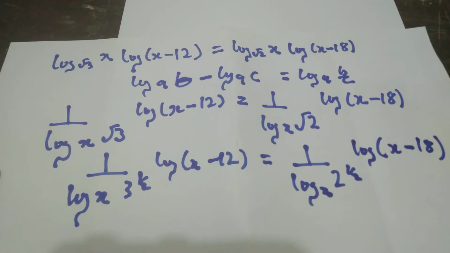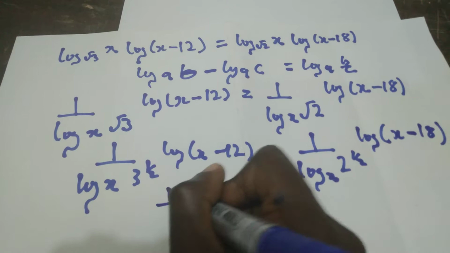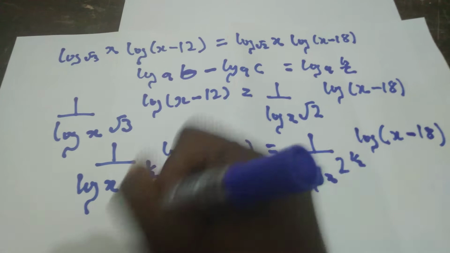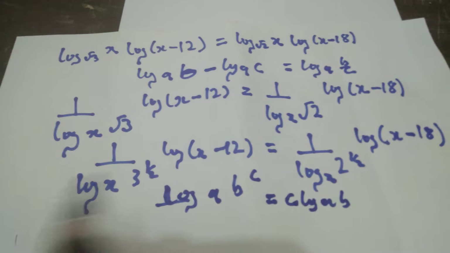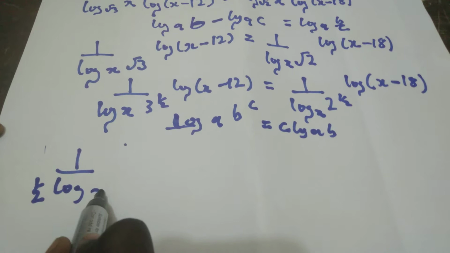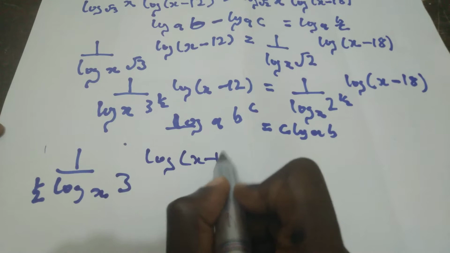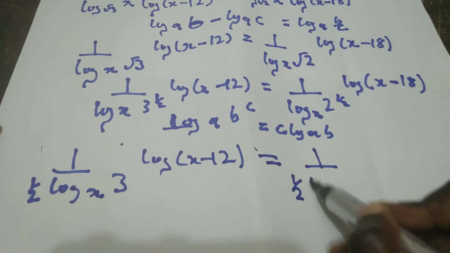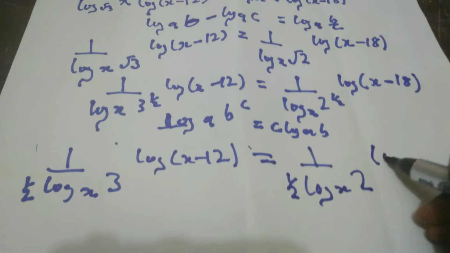Now we have the third law: log to the base a of b to the power c is c log to the base a of b. So the half moves out front. We get 1 over half log to the base x of 3, times log of (x minus 12), equal to 1 over half log to the base x of 2, then log of (x minus 18).